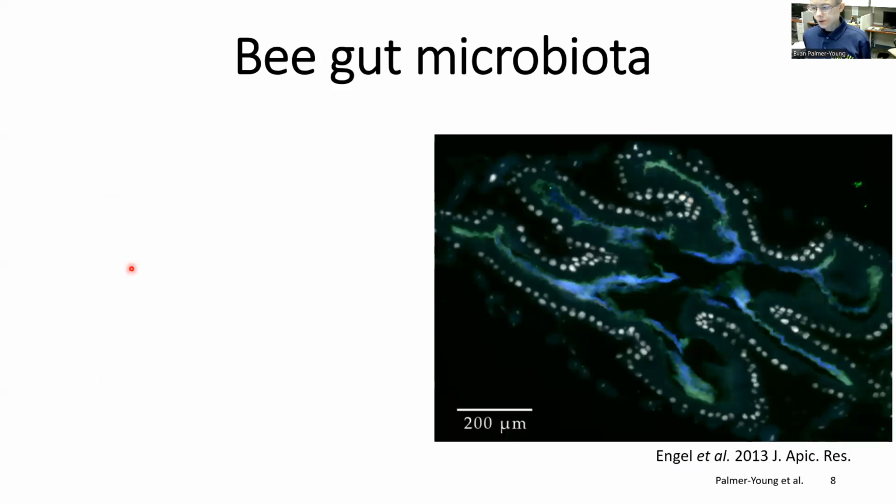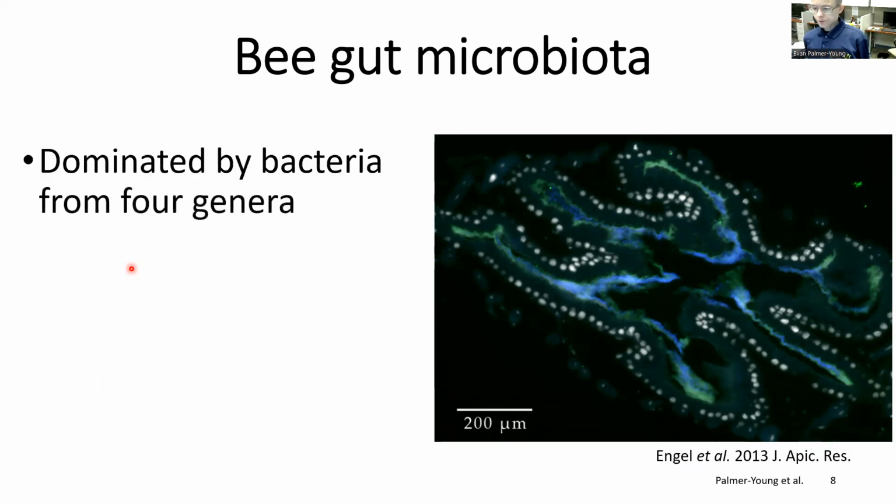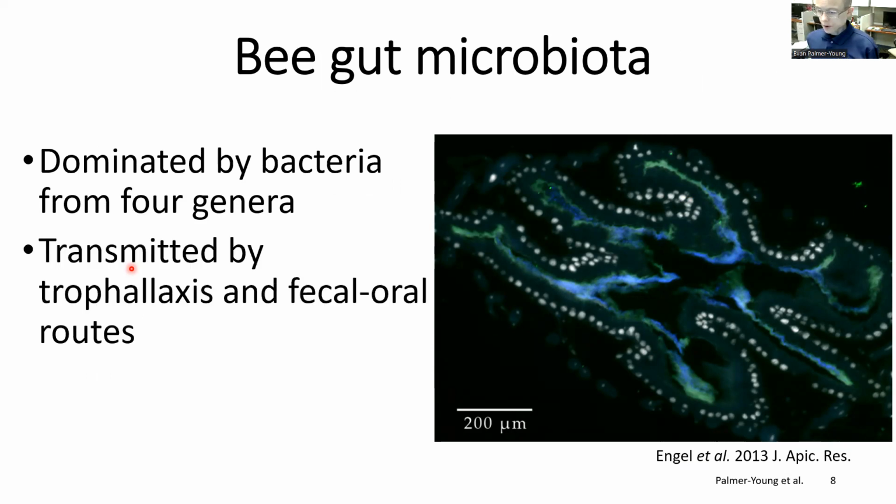Honeybees also have a core gut microbiome that's dominated by bacteria from just 4 genera, including Lactobacillus species, that are culturable outside the host. These bacteria are acquired via social interactions in the colony and can enhance resistance to gut infections.